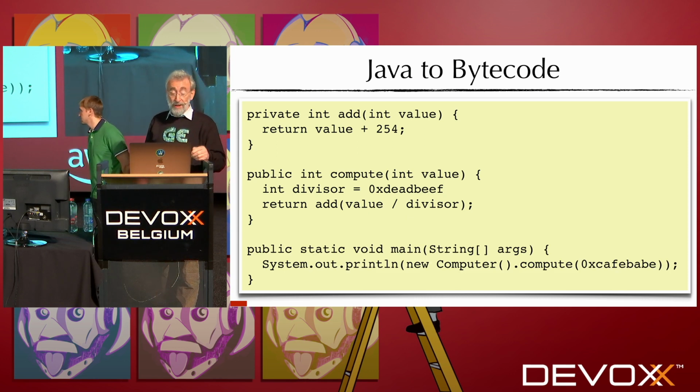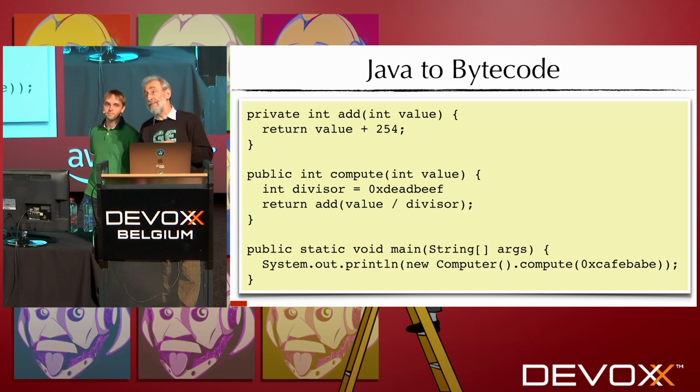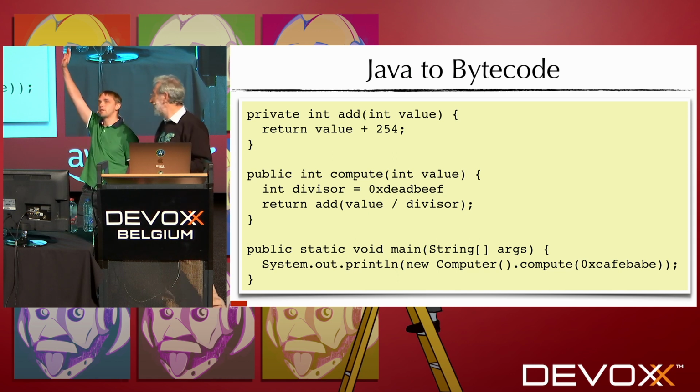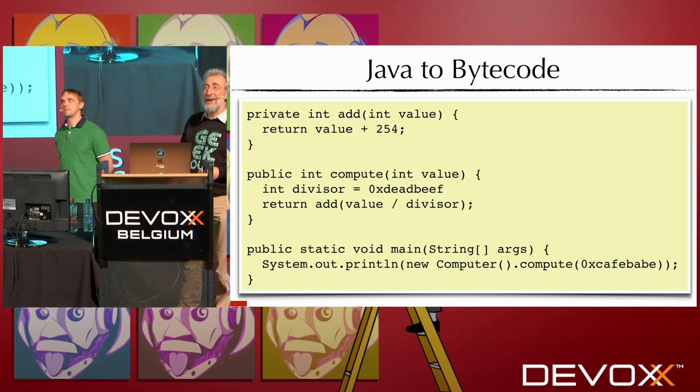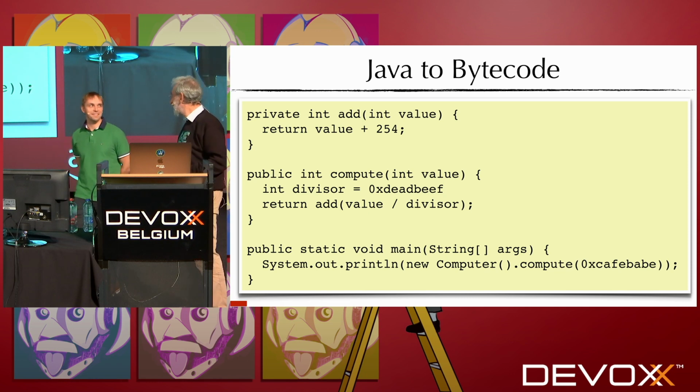And here's our main method, which is going to call compute with cafe babe. Hands up if you know what cafe babe means. Okay, we're getting old. We're getting old.